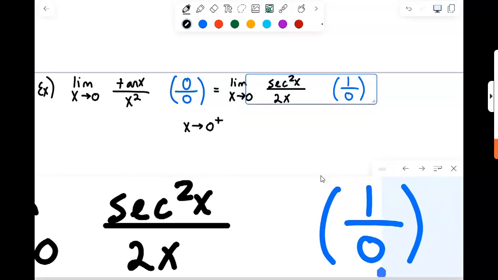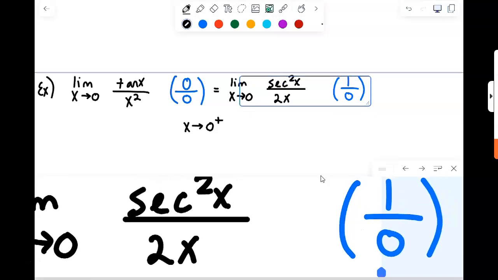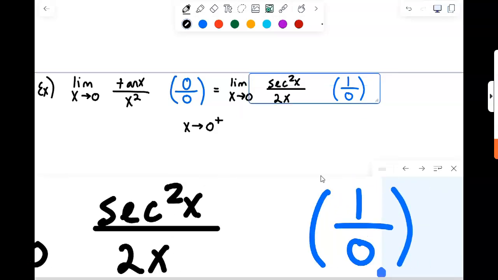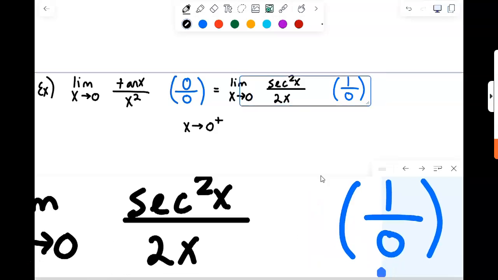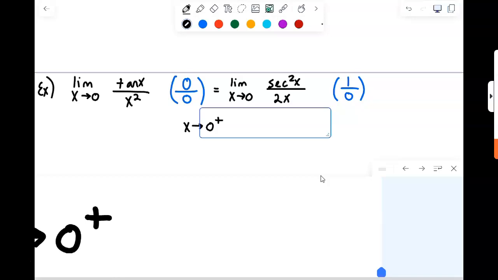Well, as we approach 0 from above, taking on positive values, secant squared, or being squared, secant is positive, and of course squaring it would make it positive. So that's going to be a positive. And on the bottom, 2x, as x is positive, is also positive. So positive over positive means this is actually going to be positive infinity.